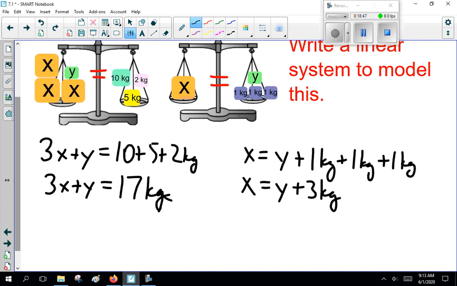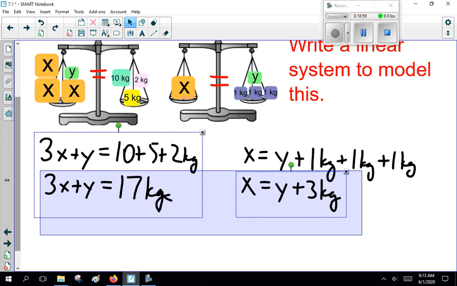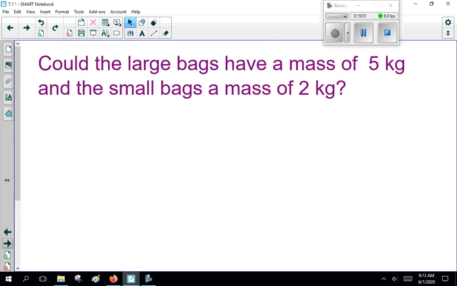Okay, so this is the hard part of the lesson. Can we turn the words or the picture? Actually, this is easy. Turning a picture into an equation. All right, so what we got here. All right, don't copy. Could the large bags have a mass of 5 kilograms, the small bags have a mass of 2 kilos? Okay.